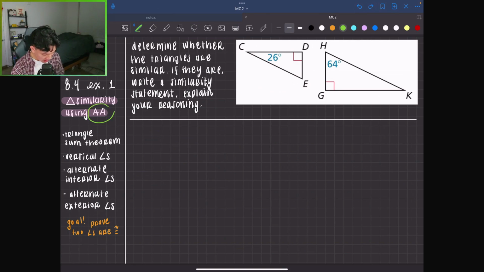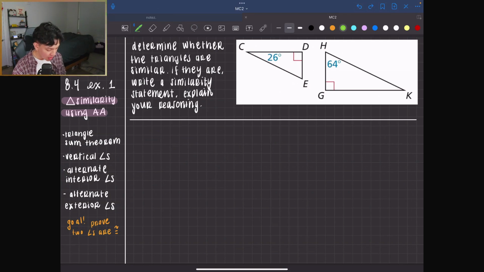By using AA, we need to find out our goal, which is we need to prove that two angles are congruent. Something that is congruent just means that they are the same shape and the same size. Here are some other tips for us to know here on the side also, which we will be reviewing today in class as well. Okay, so here's the question.